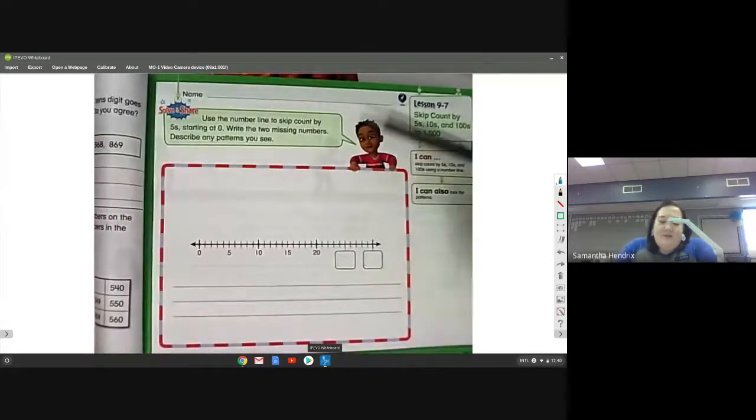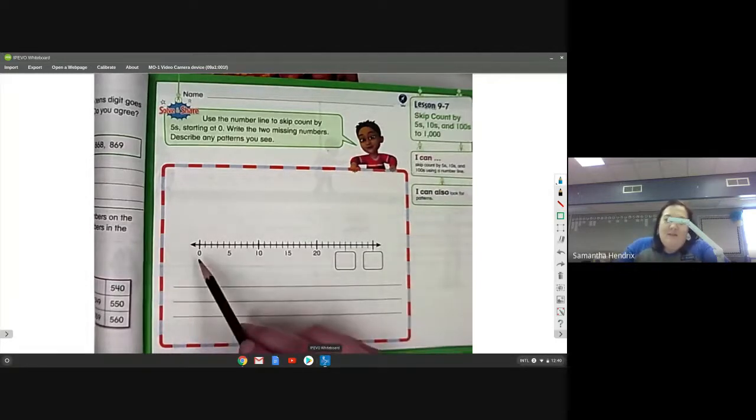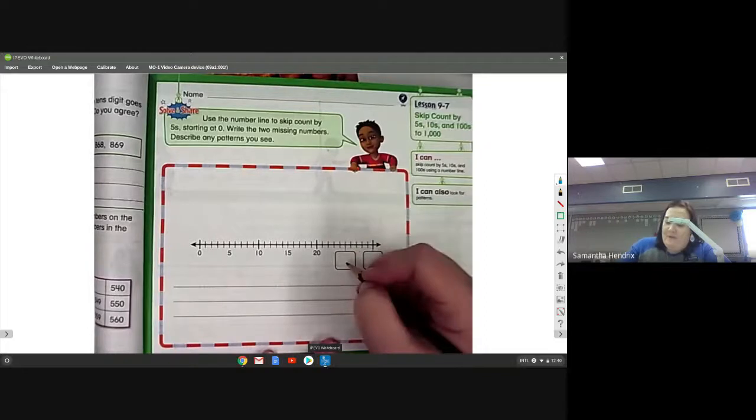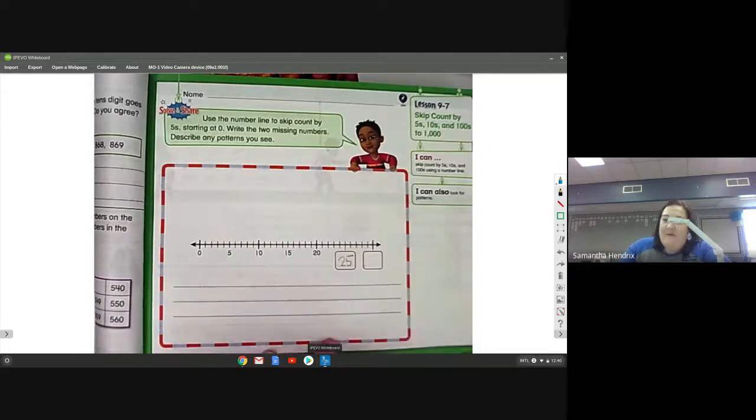It says, use the number line to skip count by fives starting at 0. Write the two missing numbers. Okay. 0, 5, 10, 15, 20, 25. What comes next? Good. 30.